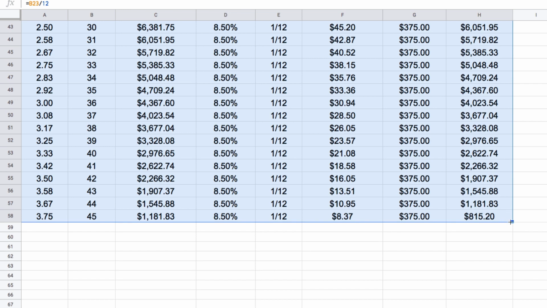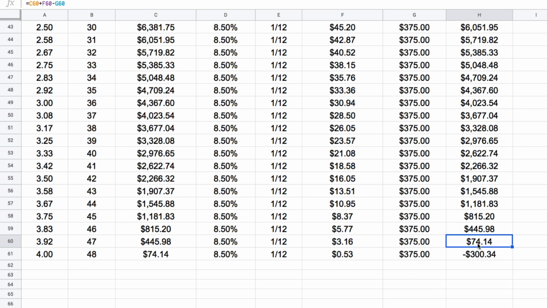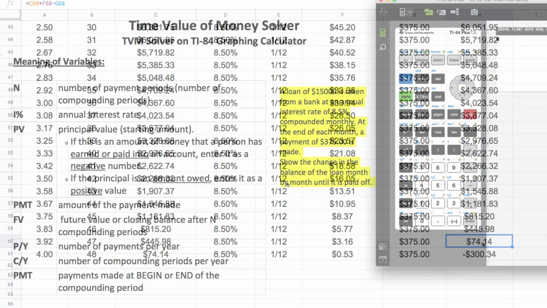Getting close. All right, so $74.14 left to pay after 47 months. Just as we're about to hit the 4th year mark, the loan is going to be paid off somewhere in this area, okay? So after about 3 years and 11 months. In reality, what would happen after 11 months, you'd notice you have $74.14 to pay off. You'd probably just pay it off after 3 years and 11 months.